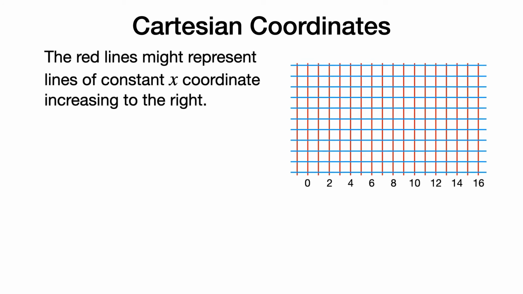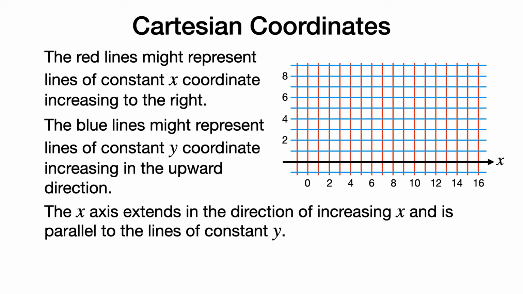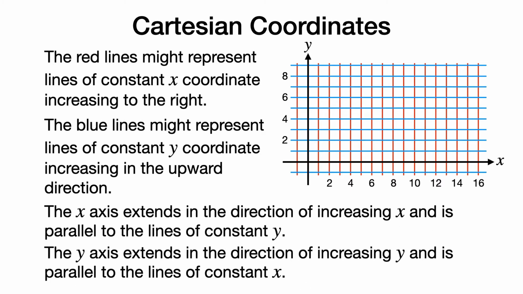In this example, the red lines might represent lines of constant x-coordinate increasing to the right, and the blue lines might represent the constant y-coordinates increasing up towards the top of the page. The x-axis extends in the direction of increasing x and is parallel to the lines of constant y, whereas the y-axis extends in the direction of increasing y and is parallel to the lines of constant x.